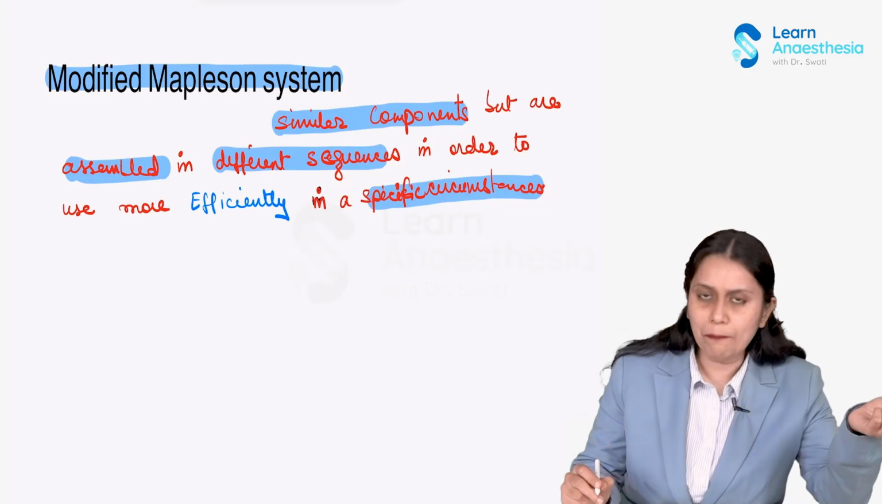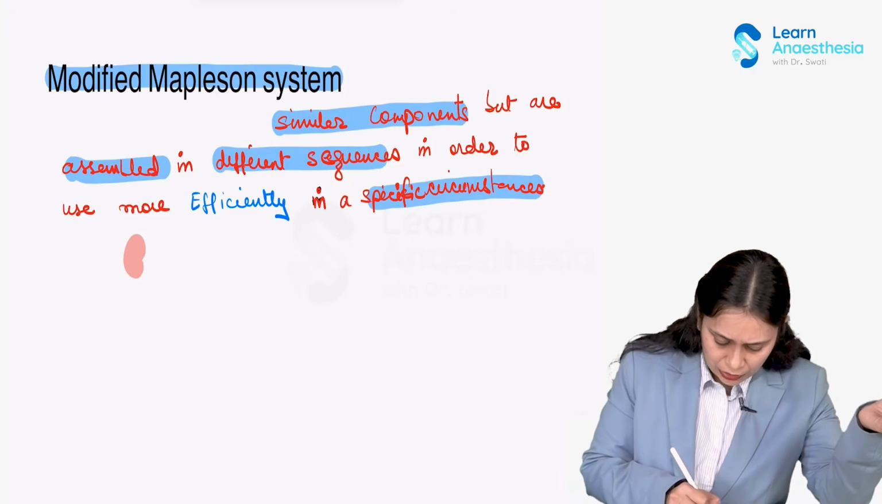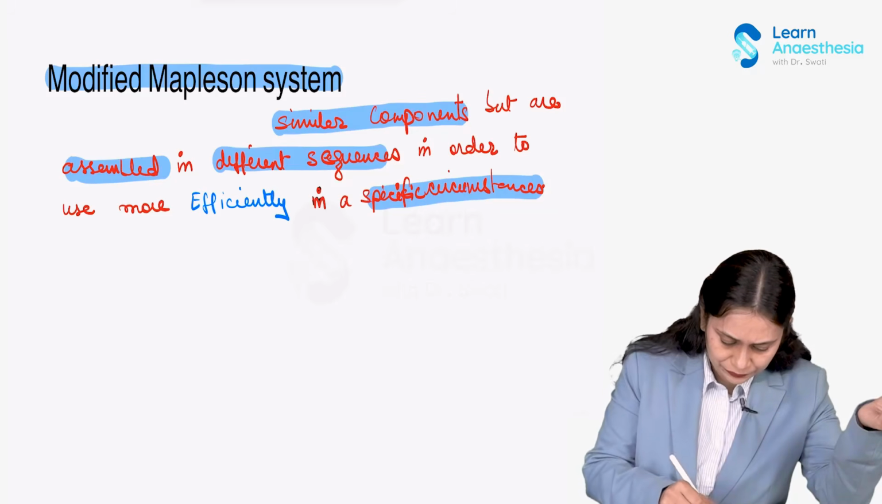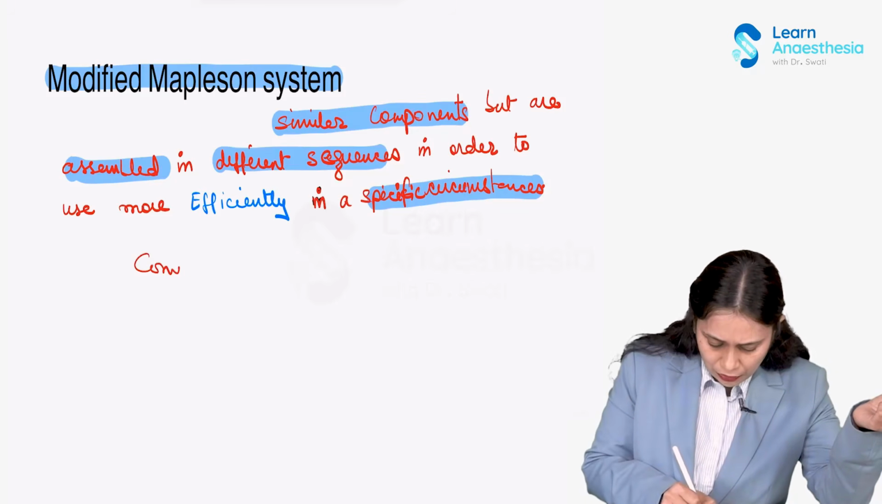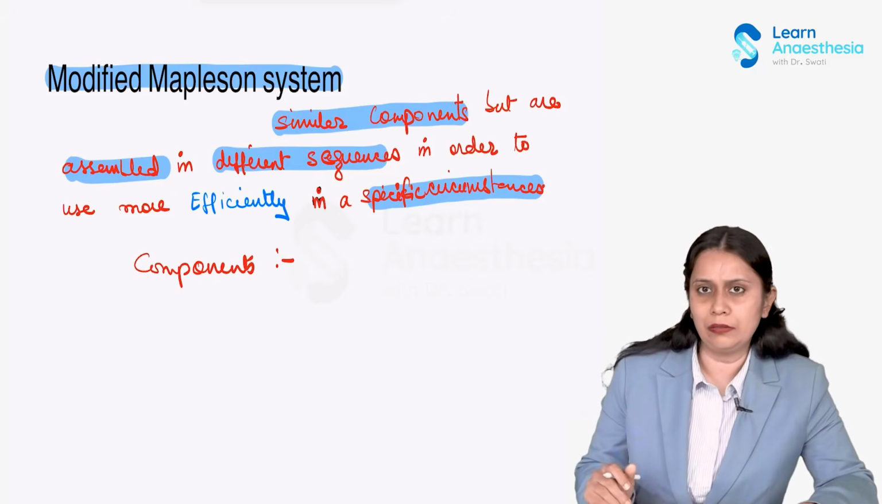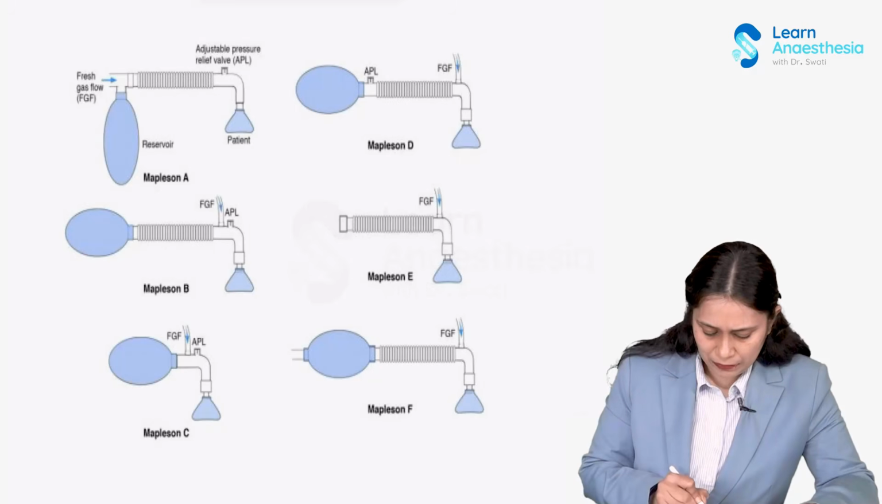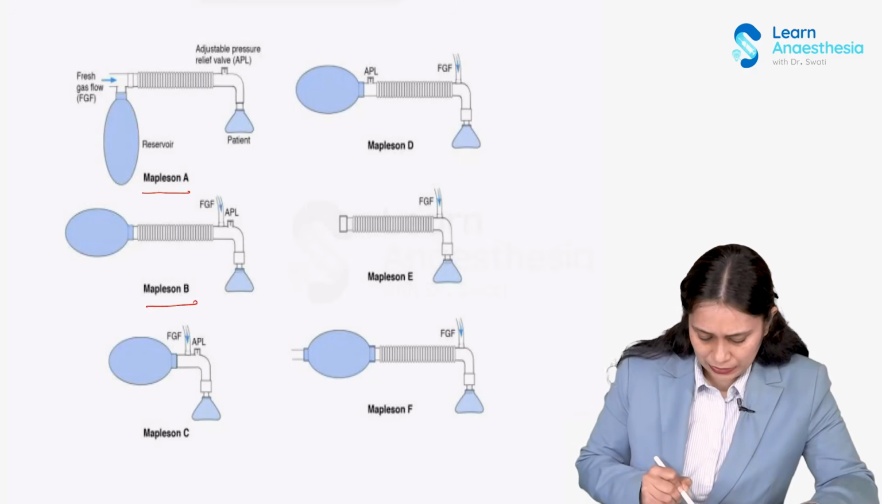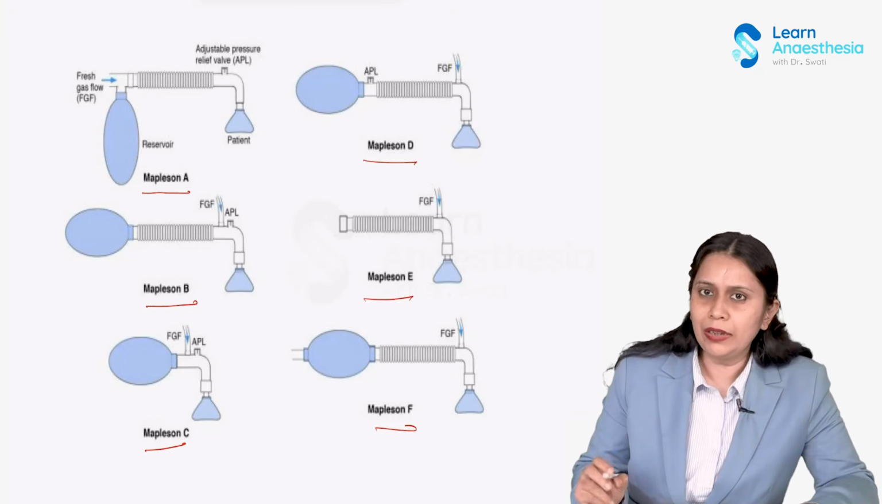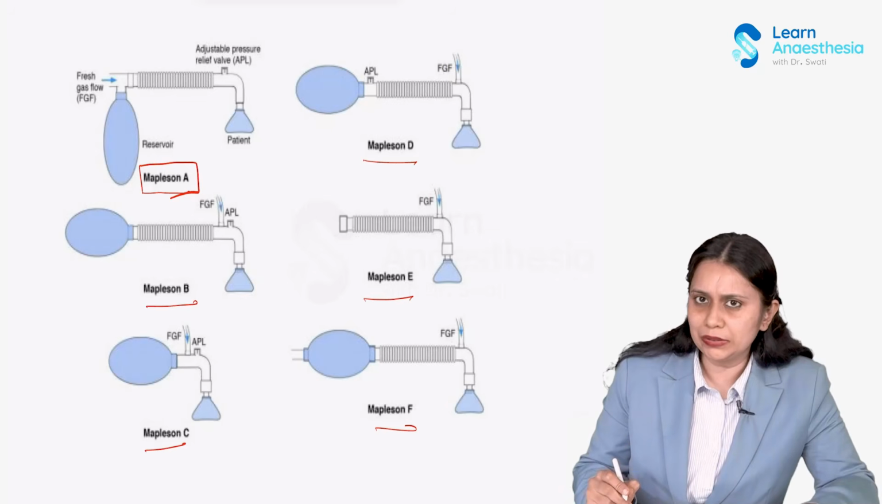So, what are the parts of the Mapleson circuit? What are the components of the Mapleson circuit? So, coming to the components of the Mapleson circuit, with the image we will discuss. These are the 6 Mapleson circuits: Mapleson A, B, C, D, E and F. Now, let us see Mapleson A first. What are the parts?